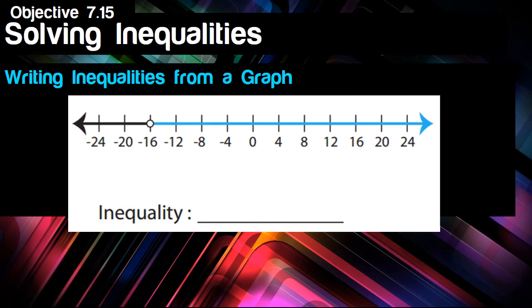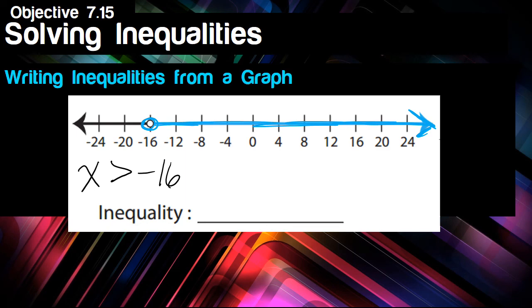So let's try this one here. We're going to put our variable. You can use any variable that you want. I always choose x because that is the traditional algebra variable, it seems. So I'm going to put x on the left, negative 16 on the right. We know that this blue is our shaded part here, and we have an open circle on negative 16. So for our sign, we know that the numbers are getting bigger. So x, all these numbers, is going to be greater than negative 16.